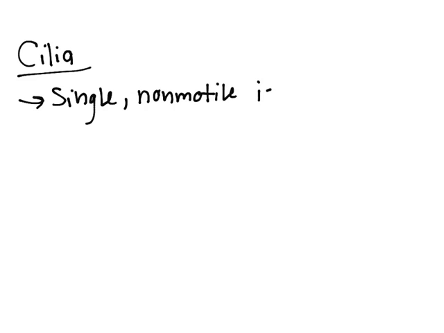So in this video, I'm going to talk about cilia. A cilia is just like a hair-like thing found in cells, but a single, non-motile cilium, which means it doesn't move, is found in nearly every cell.